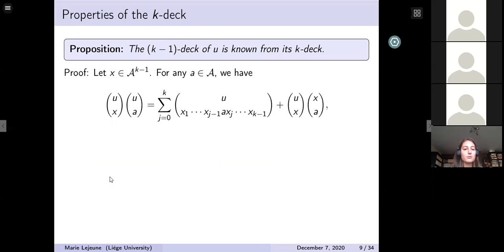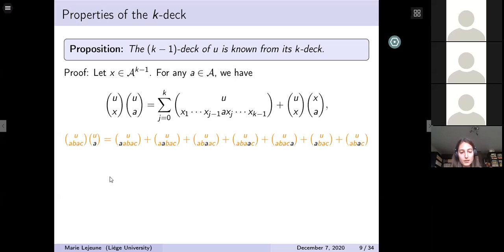And also the (k-1)-deck is known from the k-deck. And how can we see that? It's because of this quite ugly formula. So let's look at the formula on an example. If I have a word u and I want to compute two binomial coefficients independently. So I want to look at the number of occurrences of AB, AC and the number of occurrences of A independently. So first I can put the letter A, which is of the second coefficient, in all possible places in the middle of the first word ABAC. That gives the 5 first terms.